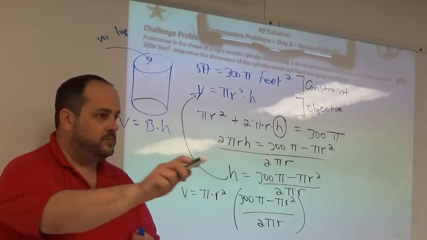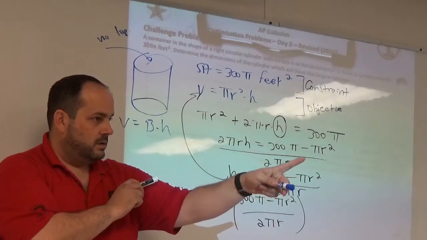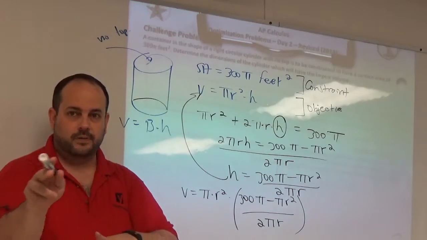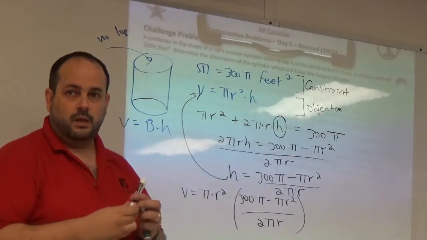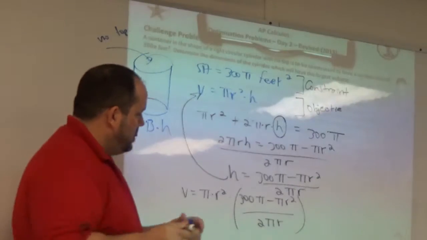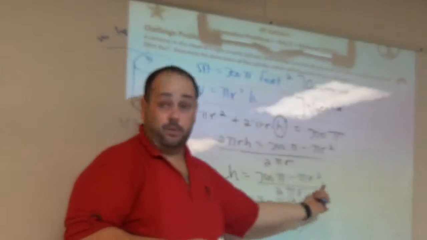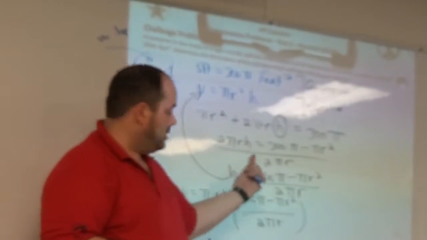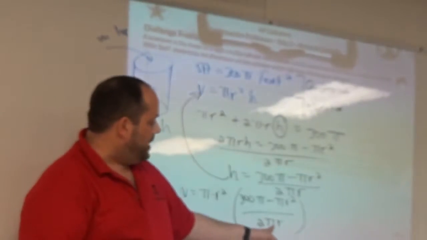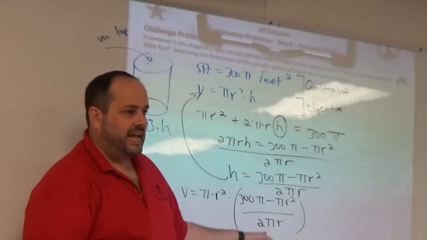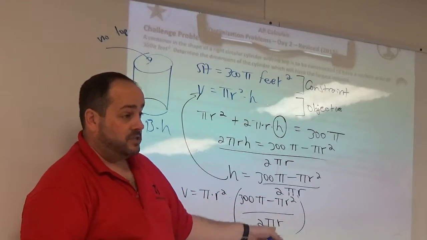Anybody see any good algebra? Can we simplify where we plugged in h? Could we simplify that? How? I mean, you could cross out pi. Now I want to be careful because you guys often like to just cancel out things. You're like, oh, it shows up in the top, it shows up in the bottom.